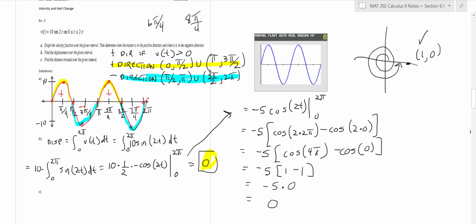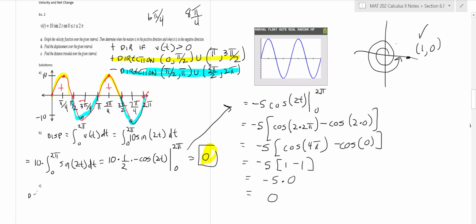All right, so one other thing that we want to do next here is we want to find the distance traveled from 0 to 2 pi. So when we do the distance traveled, okay, what we're supposed to do on this is the formula is we're going to do the integral from 0 to 2 pi of the absolute value of the velocity. So we're going to do the absolute value of 10 sine of 2t dt.